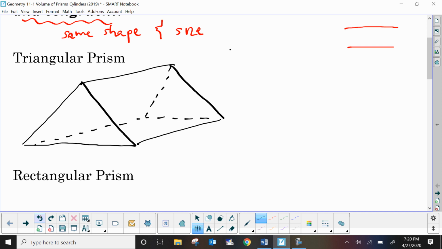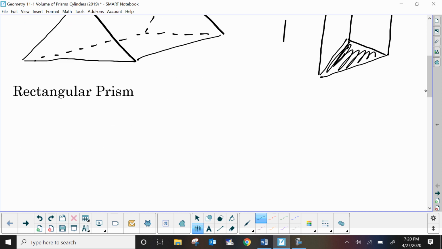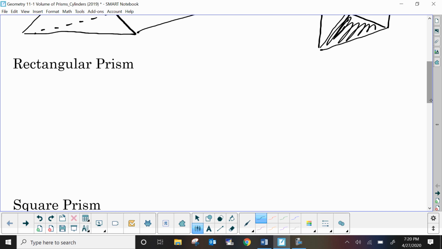Here's an example of a triangular prism that would be drawn where it looks like it's sitting on the triangles. Right? So this is like a base. So that's a triangular prism. Okay. All right.